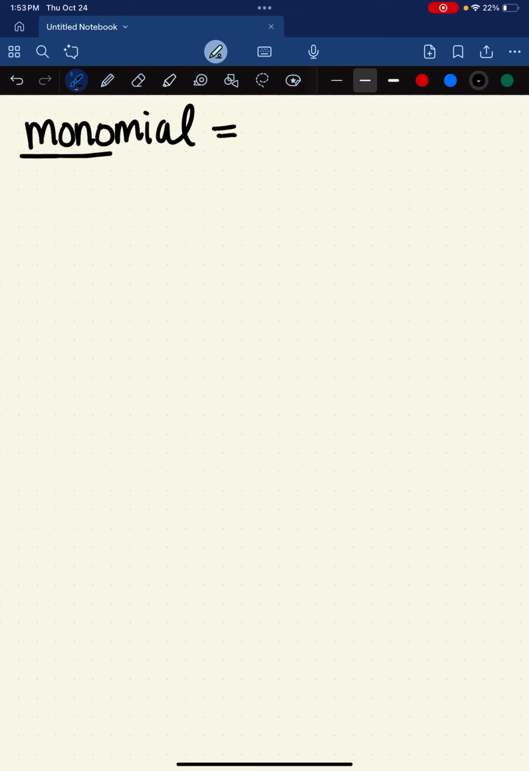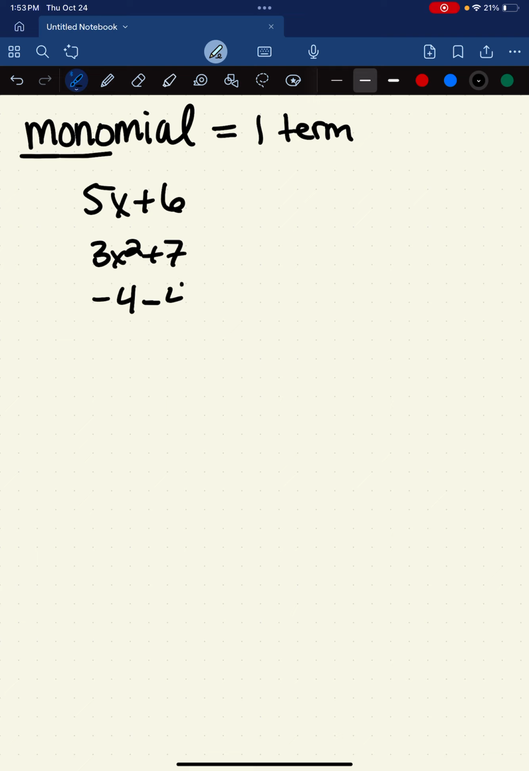You can probably guess from mono that this is an expression with one term. Let's look at some examples of that. We have 5x, 3x squared, negative 4, 4x to the 9th, right? Anything that looks like that.